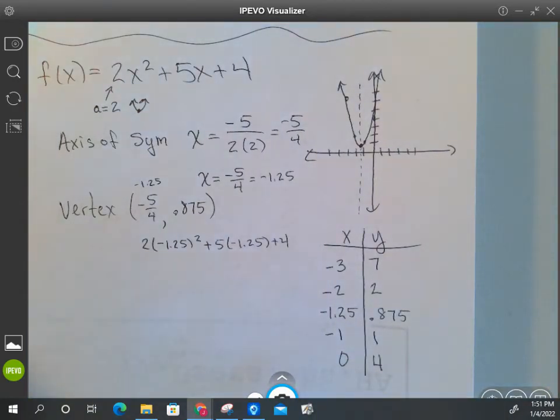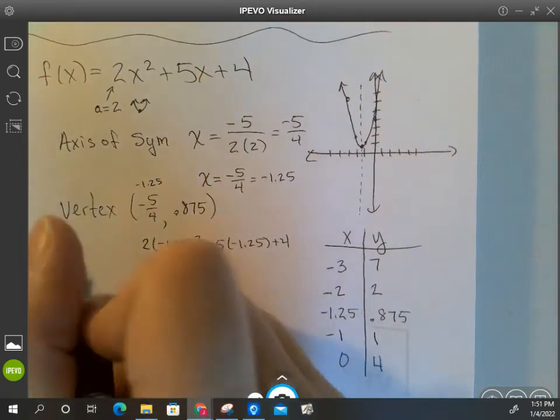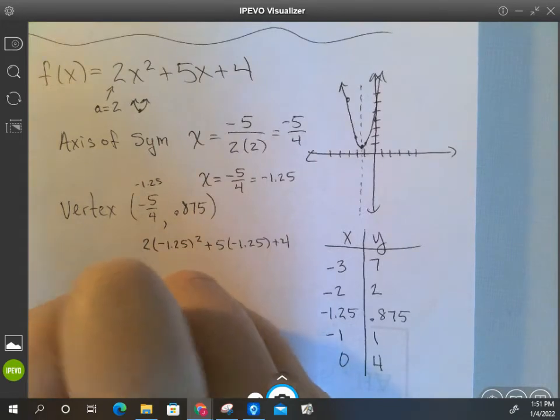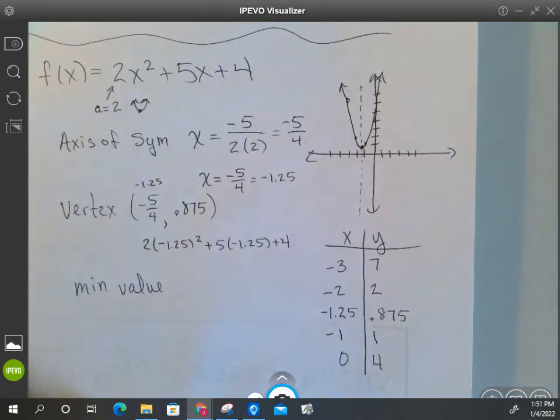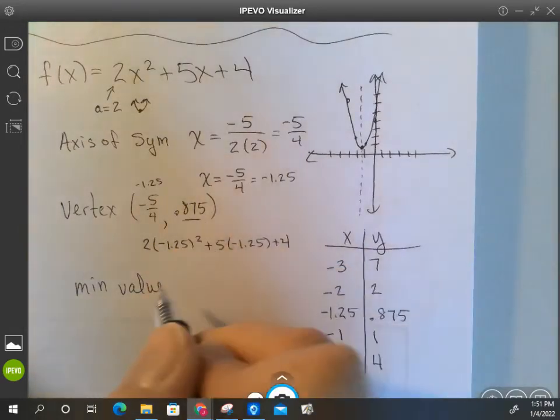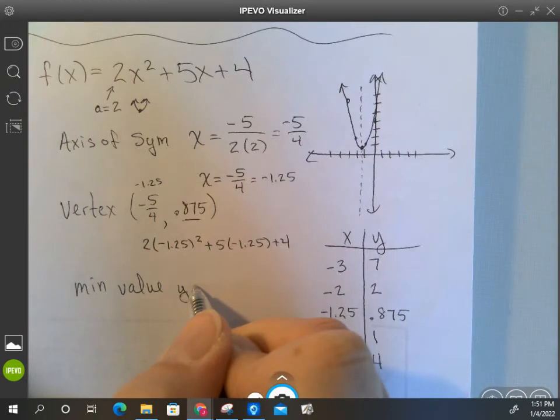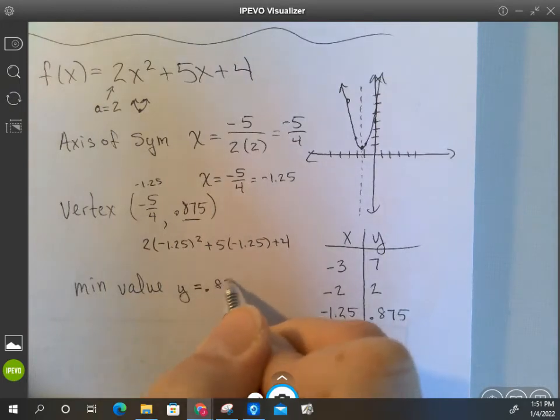All right, let's talk about this. We said it's going to have a minimum value, right? What is that minimum value? What's the lowest point on your graph? It's that y value right here. Minimum value is not 0.875, but y equals 0.875.